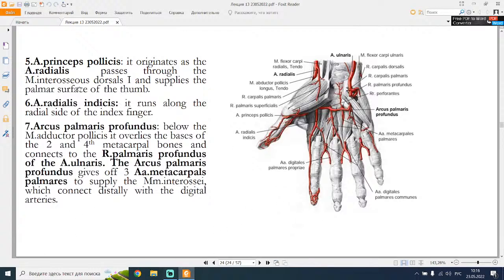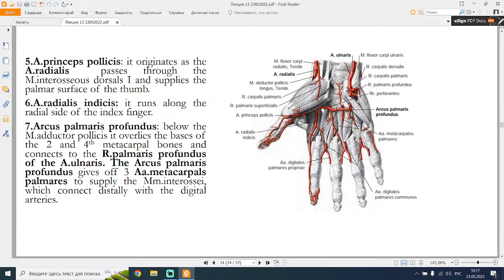The next ramus, arteria princeps pollicis. It originates from the arteria radialis, passes through the first musculus interosseus dorsalis, and supplies the palmar surface of the thumb. Arteria radialis indicis runs along the radial side of the index finger.